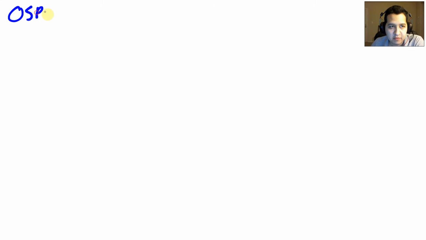So OSPF, of course, stands for Open Shortest Path First, and it is probably one of the most used routing protocols out there. It's up there with BGP. So let's go ahead and assume that you guys know what OSPF is at this point, but I want to go ahead and tackle the question.